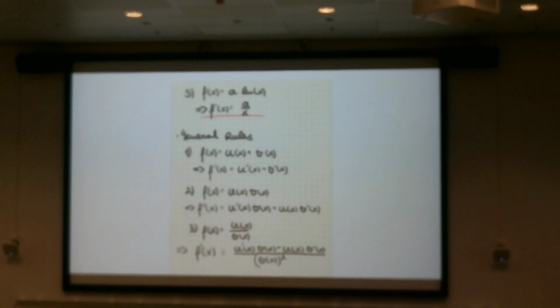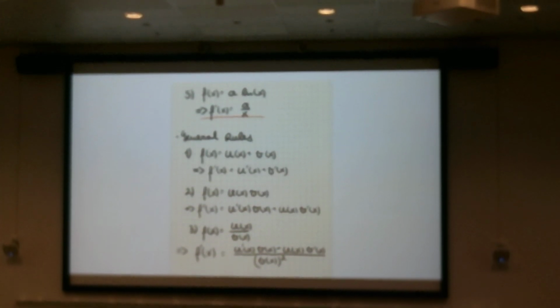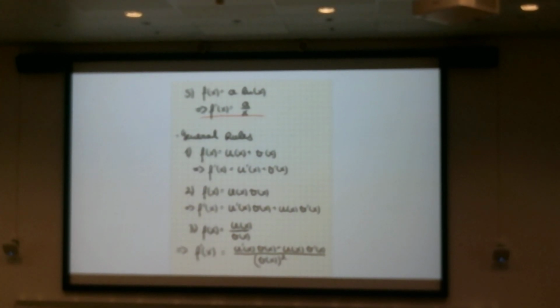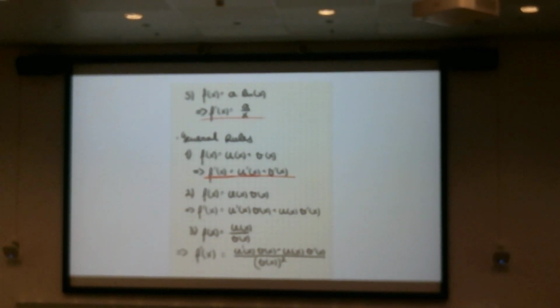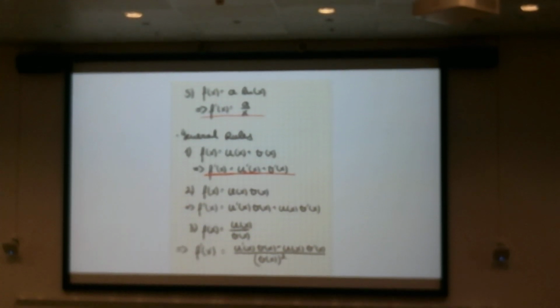Okay? And then we had some general rules. So these are for any functions. Let's say you have a function f of x, which is defined as a sum of two other functions. Okay? Then the derivative of such a function is just the sum of derivatives of those two other functions. So the derivative of a sum is just the sum of derivatives. That's very easy, very understandable.